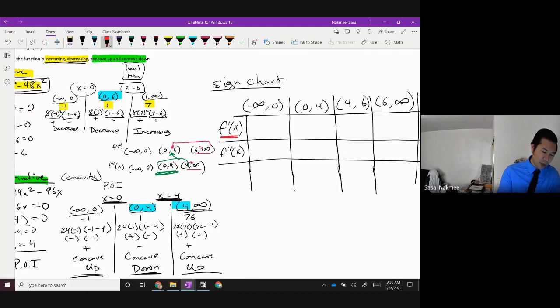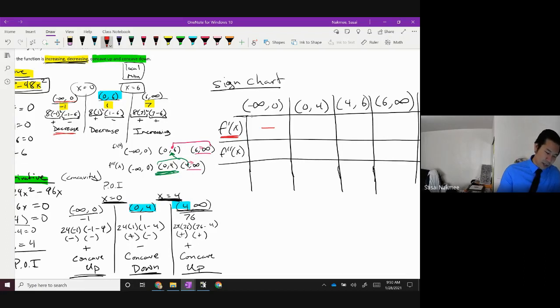On the first derivative, what is the sign of my first derivative from negative infinity to 0? I go and I look and I see it right here. From negative infinity to 0, my first derivative is negative. Right? My first derivative is negative. And I keep going here.